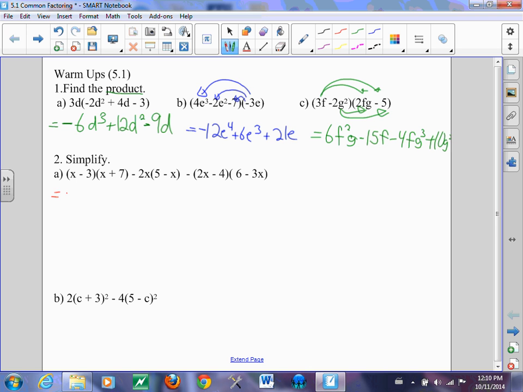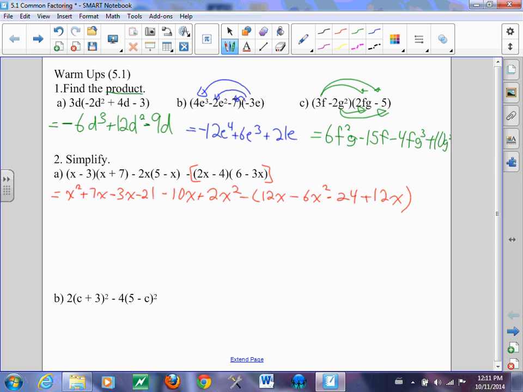So foil this one out, so it's going to be x squared plus 7x minus 3x minus 21. Now do your distributive law in the second bracket to remove: negative 10x plus 2x squared. And now for the last one, folks, this is a distributive law and a FOIL. So we're going to do the FOIL first. I need a bracket because the negative sign affects everything in the bracket. So first is going to be 12x. Outside is negative 6x squared. Inside is negative 24. And last is plus 12x.